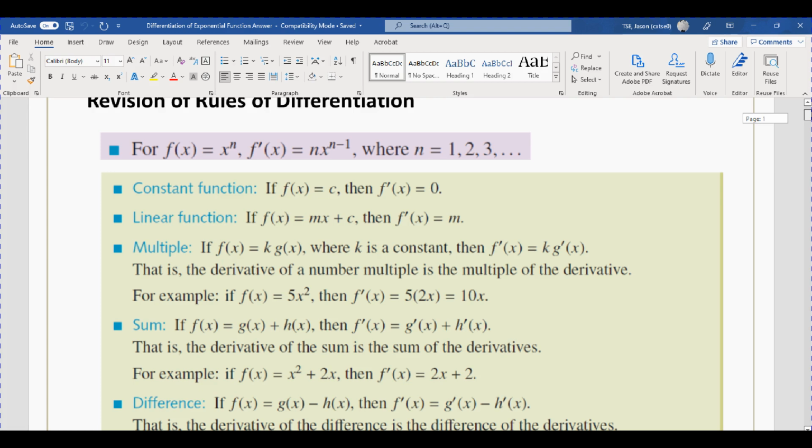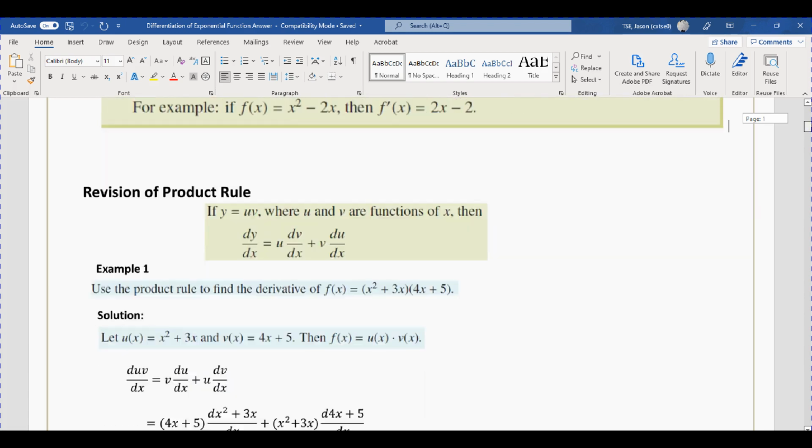I'm not going to go through them one by one, but if you feel you are not very familiar with those rules, please spend some time and try to familiarize yourselves with them, because we are going to use them.